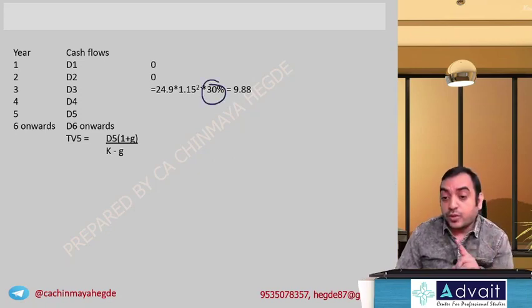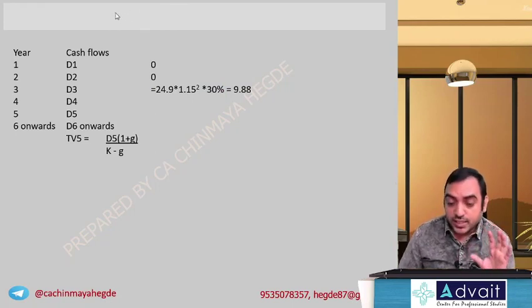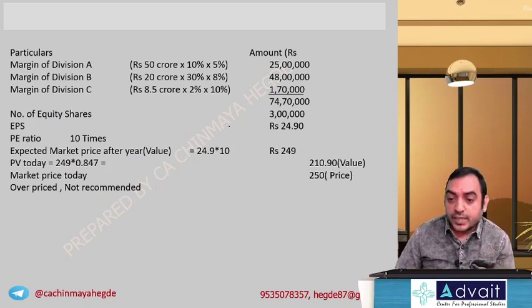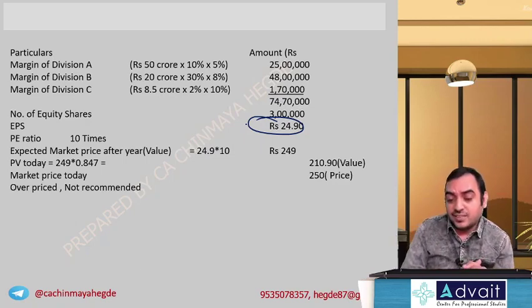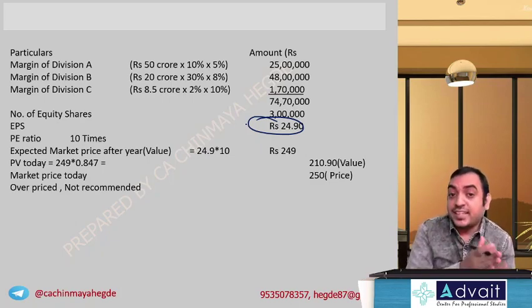30% is the payout ratio of the earnings, correct? Now what is going to be your earnings after 3 years? EPS I can't use directly as on date, because EPS is what we computed today. What is the EPS we computed today in the previous part of the question? We computed 24.9, right? But this EPS I can't make use of, because we need it at the end of the third year onwards. Dividend is paid only from the end of third year onwards, but this EPS is at the end of the first year.